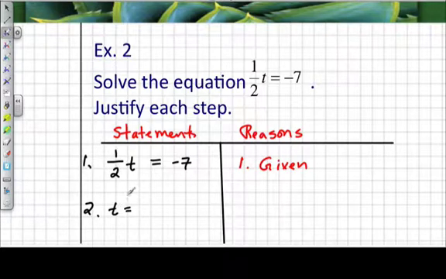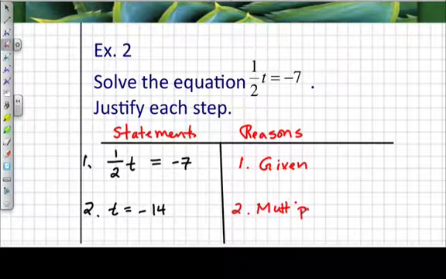1/2 times 2 is 1. -7 times 2 is -14. And what did I do to both sides of the equation? I multiplied both sides of the equation by 2. So my reason is the multiplication property of equality. Perfect.